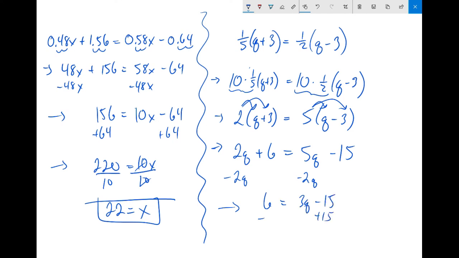Then you can add 15 to both sides. So you get 21 equals 3q. Divide by 3. Divide by 3. It looks like the answer is 7.